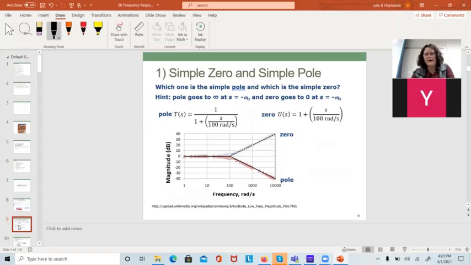Okay, we're going to go back and review Bode plots because I know everybody loves them. And I rearranged these slides to get rid of the match game stuff. It just made things easier for me.